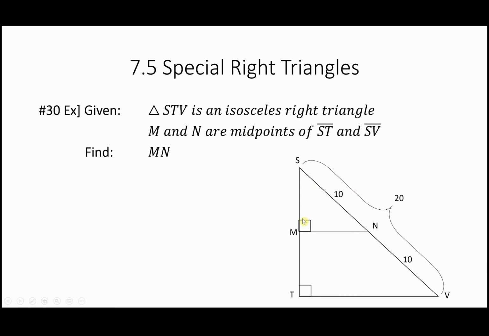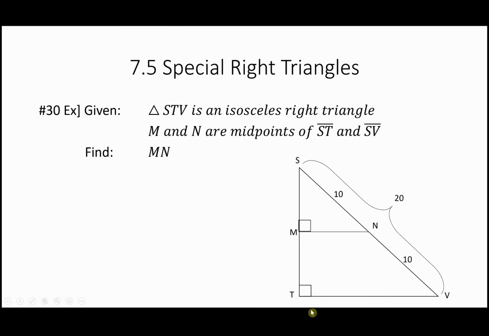Oh, furthermore, okay, so what did I say? Look at this. So I put in that since N is a midpoint, I know that this length is 10 and this other length is 10, right? Because N was categorized as a midpoint of SV, right? Yes.